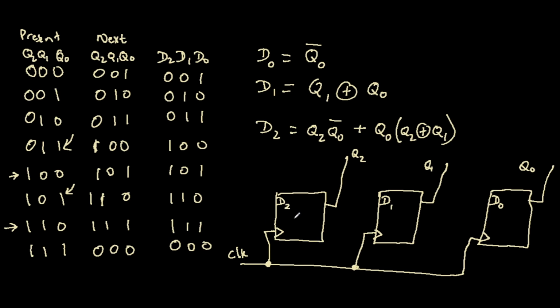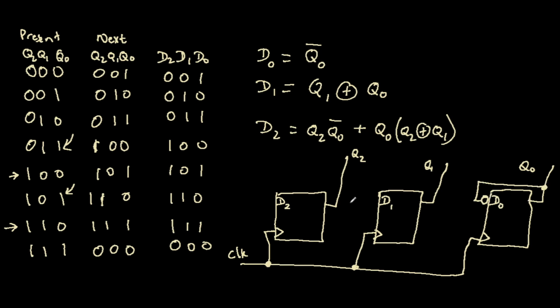Now, all that we have left to do here is to put in our circuitry for D2, D1, and D0. D0 is the easiest to do, so let's start from there. Instead of a NOT gate, I'll just put a bubble here, since we can use that for inverting the signal. We said D0 is equal to Q0 bar. So we invert our Q0 signal, and we send it into D0, and we're perfectly fine. So put a bubble at D0 to show that we are inverting our Q0.